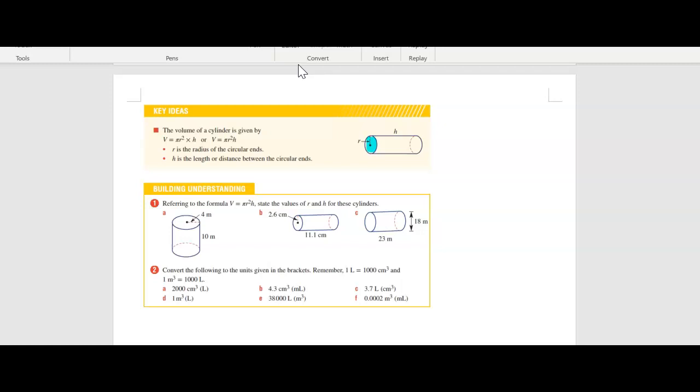So for your formula, this part here is the area of a circle, so pi r squared, and then you just multiply it by its height. Now don't worry about part 2, because we didn't do that sort of conversion, so just work out the volume of the cylinders. All right, guys.